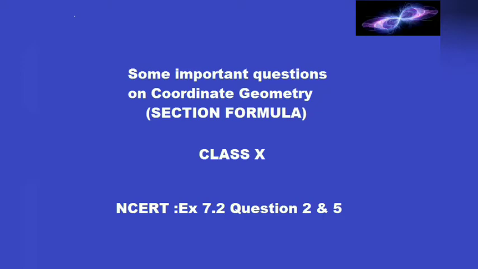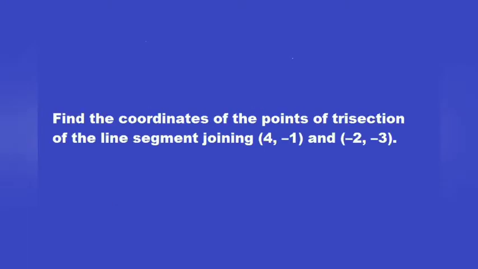In this video, we will discuss frequently asked questions in board exams. I am taking up question number 2 and 5 of exercise 7.2. Question 2 is: find the coordinates of the points of trisection of the line segment joining (4, -1) and (-2, -3).